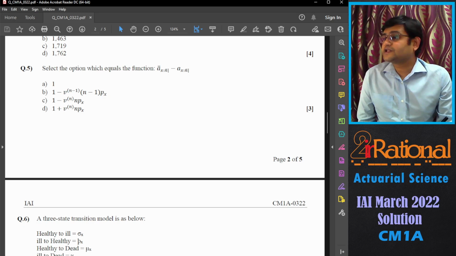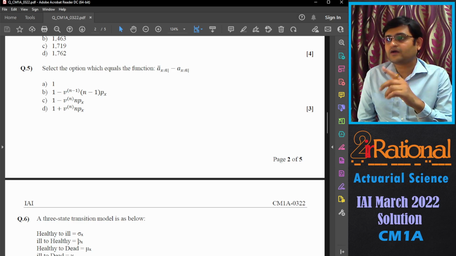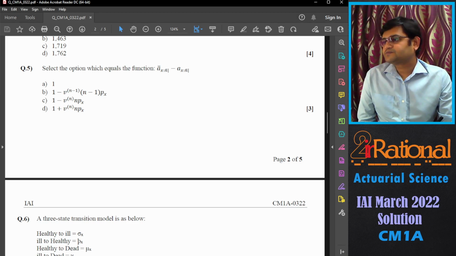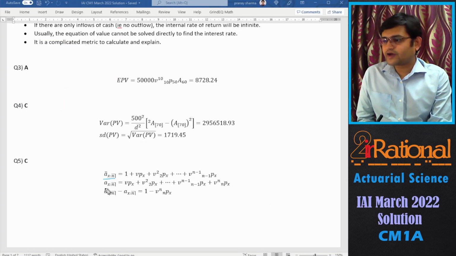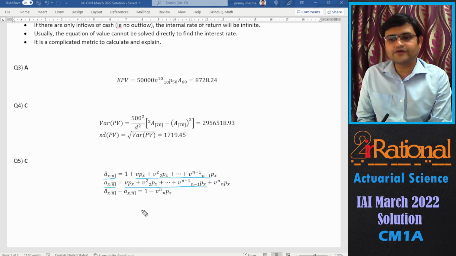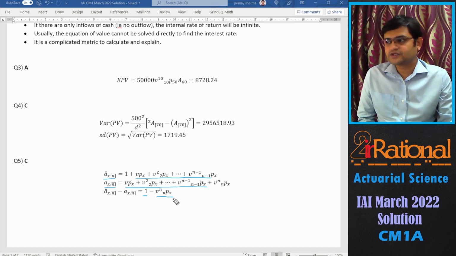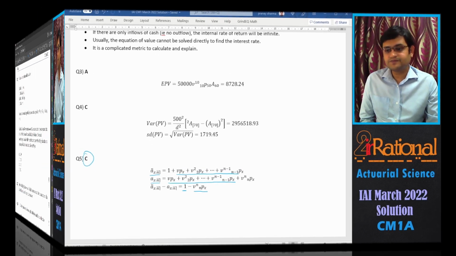In question number 5, select the option which is equal to the function ä_x:n minus a_x:n. So we need the difference between the temporary annuity in advance minus the temporary annuity in arrears. Here I have written temporary annuity in advance and temporary annuity in arrears. You can see from this point to this point we have common values that will be removed when subtracted. We will be left with just 1 minus v raised to n, n p x. That is option C. Let's see the next question.